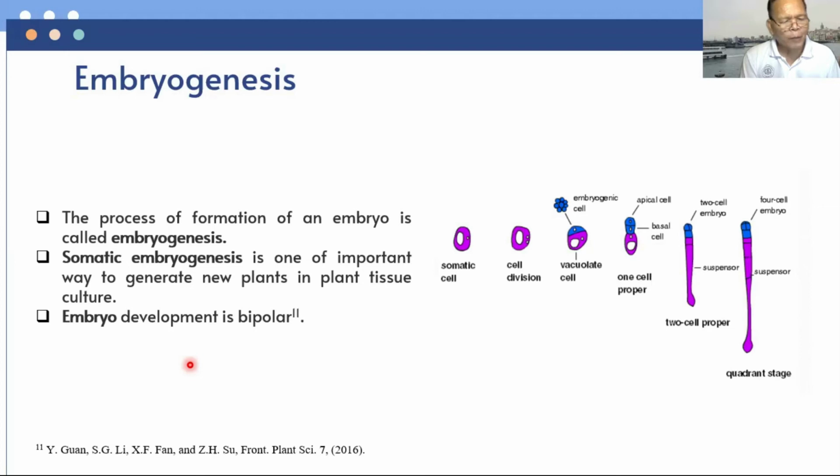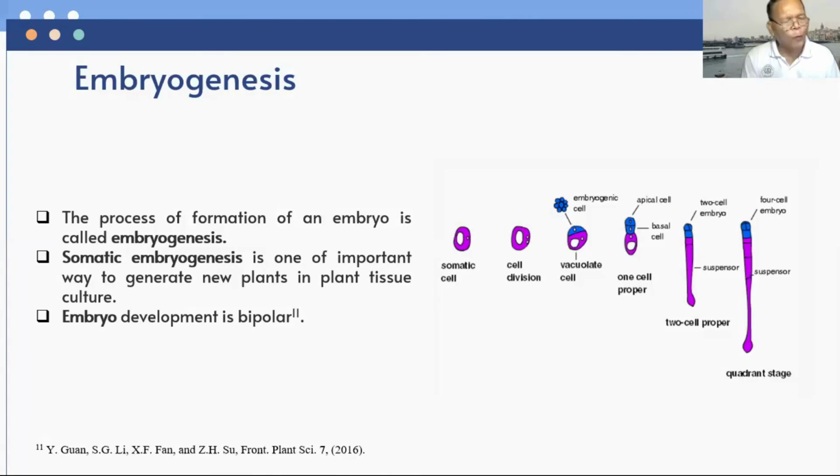Embryos developing from zygote are called zygotic embryos, while those derived from somatic cells are called somatic embryos. During embryonic development, the polar axis of the plant is established. Domains that set up the organization of the plant body are defined, and the primary tissue and organ systems are delineated. Somatic embryogenesis is another important way to regenerate new plants in plant tissue culture.